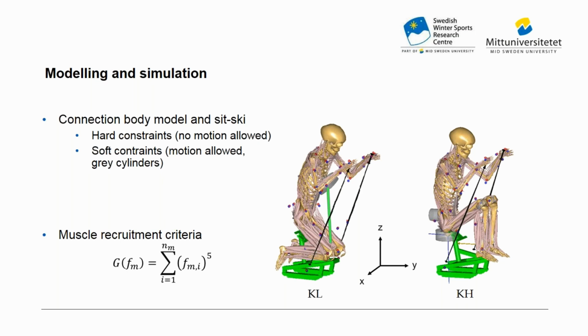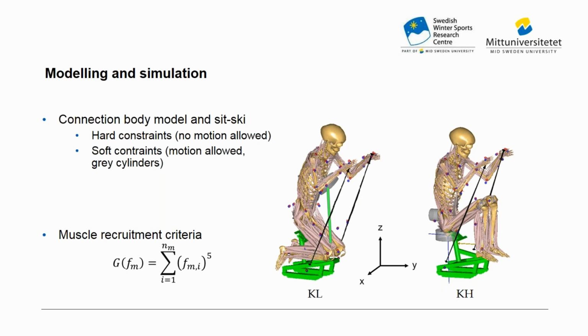And we utilized both hard constraints, where no motion was allowed between the body model and the sit ski, and also soft constraints, where motion was allowed. The soft constraints were created by the dynamical contact model, consisting of a contact point on the body model and a contact zone on the sit ski. And you can see the gray boxes in this figure.